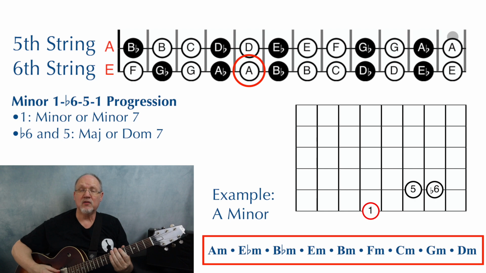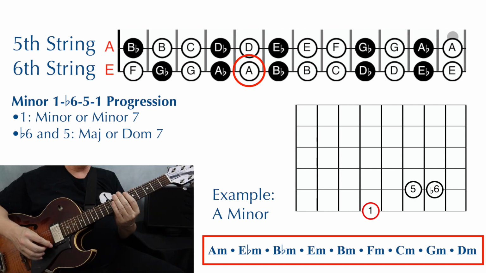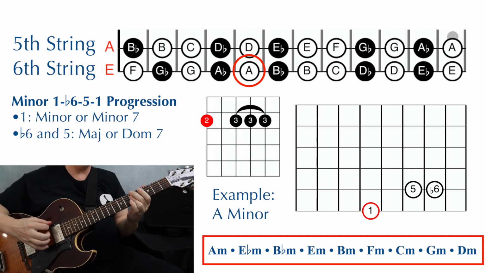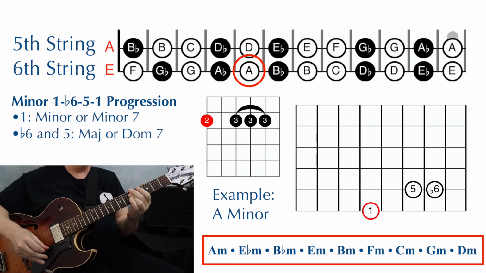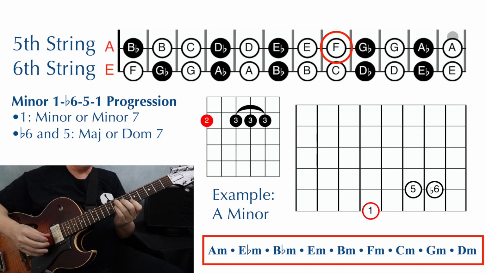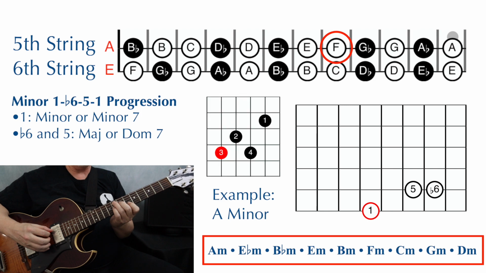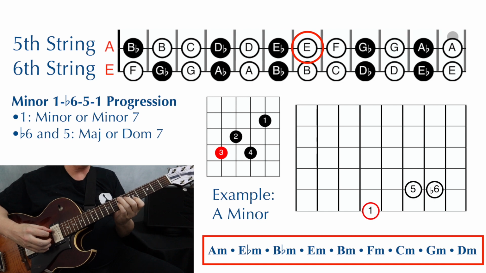And then play a minor 1, flat 6, 5, 1 progression with the root of your 1 chord on the 6th string. So our 1 chord could either be minor or minor 7. I'm going to use minor 7. Our flat 6 can be major or dominant 7. I'm going to use dominant 7. Our 5 or our dominant can be major or dominant 7. I'm going to use dominant 7.